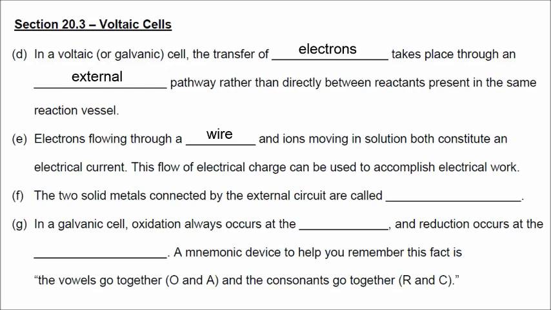Two solid metals connected by the external circuit are called electrodes. In a galvanic cell, oxidation always occurs at the anode and reduction occurs at the cathode. To remember this, the vowels go together, so O and A, oxidation at the anode, and the consonants go together, R and C, reduction at the cathode.